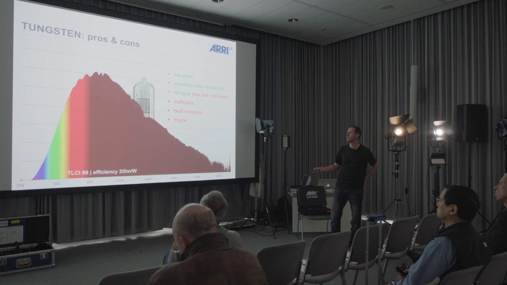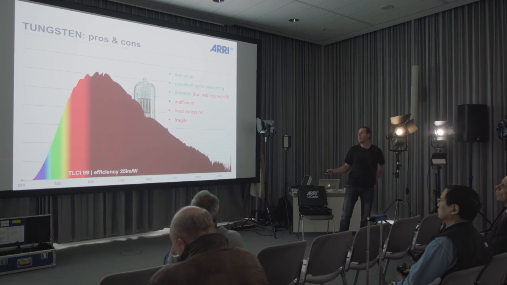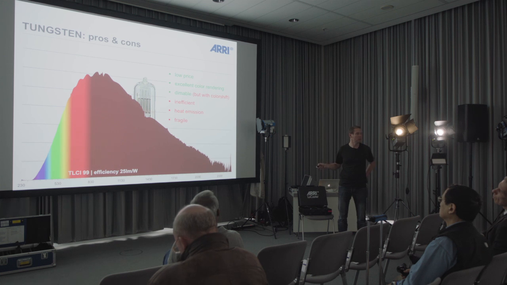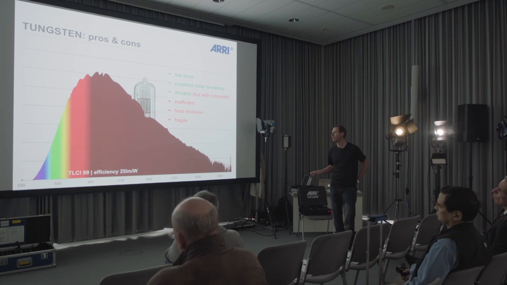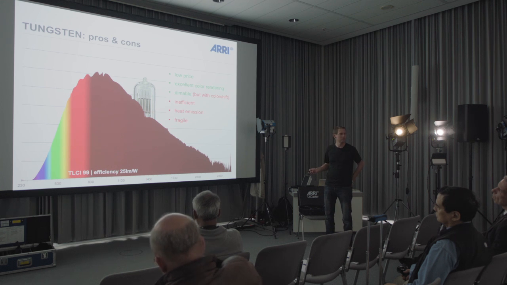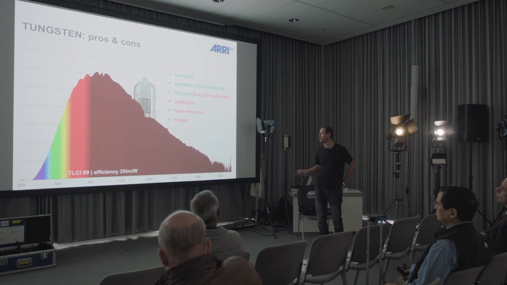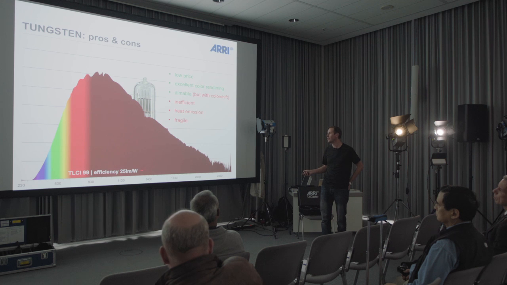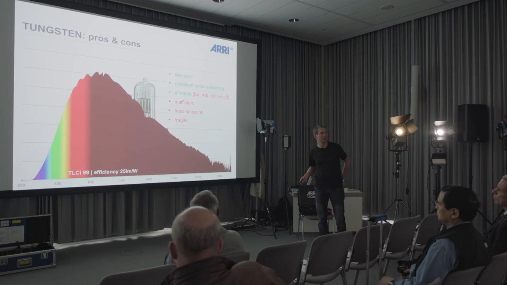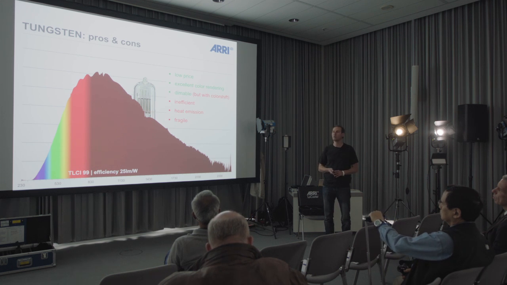Just to know what is written here, TLCI 99. This is the same as with CRI. 99 is a really, really good value. 100 is the maximum, so 99 is perfect. You know efficiency, the lumen per watt. You know about that value? Yeah, I mean it's how efficient, how much light do I get per watt? And as we know, tungsten is not the most efficient one.